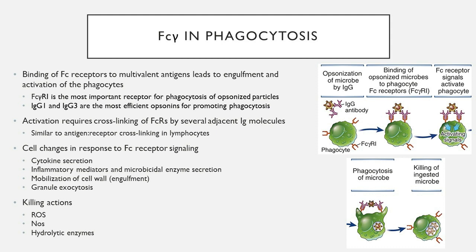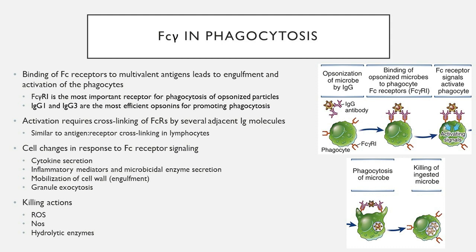That Fc signals a number of different things, including the activation of the phagocyte and the endocytosis process, so engulfment of the opsonized microbe. Then we have the phagocytosis process and the killing of the ingested microbe by reactive oxygen species, hydrolytic enzymes, nitric oxide, and so on. Within this category, again, I want to reiterate that Fc gamma R1 is the most important receptor for phagocytosis. And the IgG1 and IgG3 varieties of antibodies are the most efficient opsonins and activators of phagocytosis.